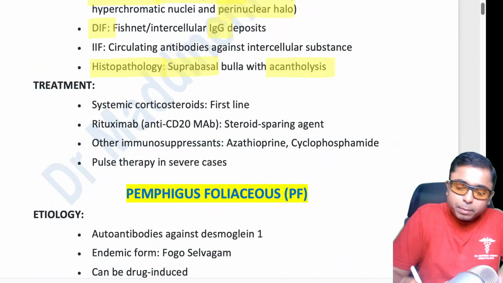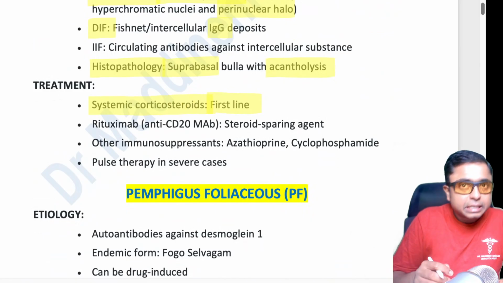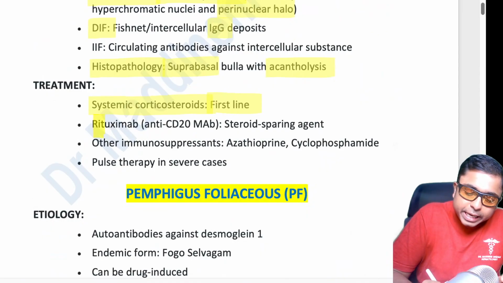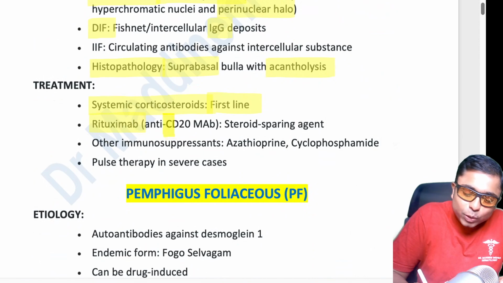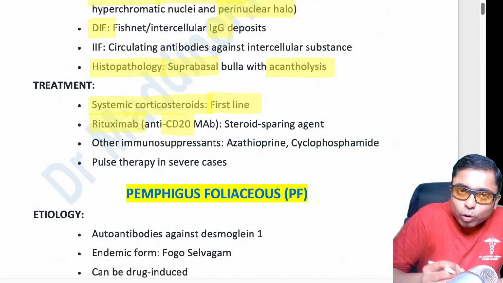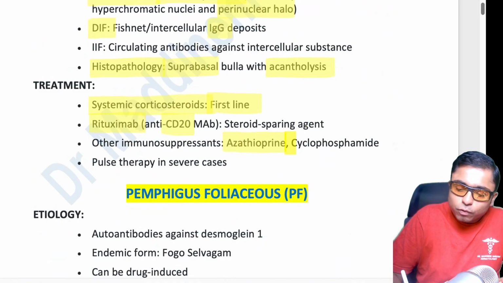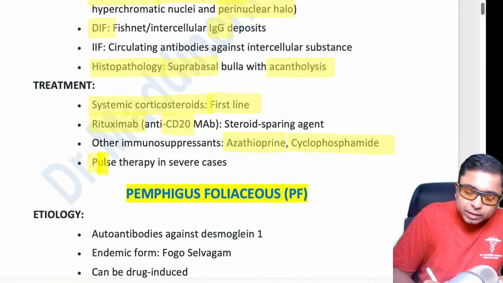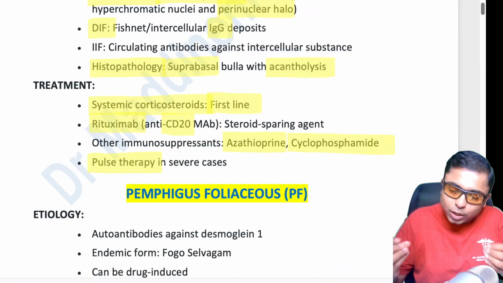Coming to the treatment part, remember the first line treatment is systemic corticosteroids. This is a very serious, life-threatening condition, and the treatment should be very aggressive. There is a monoclonal antibody targeting CD20, which is rituximab, FDA approved for moderate to severe Pemphigus vulgaris, and azathioprine and cyclophosphamide are the other ones which could act as steroid sparing agents. Even pulse therapy, which is giving supraphysiological doses of the medications, can also be used in this condition.